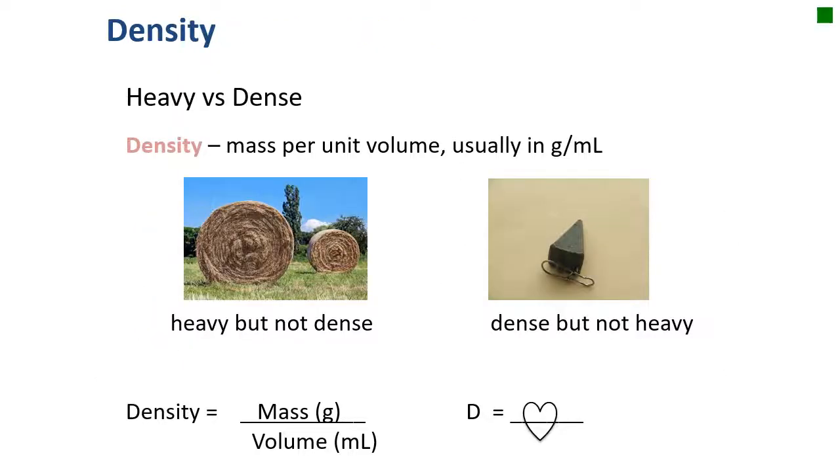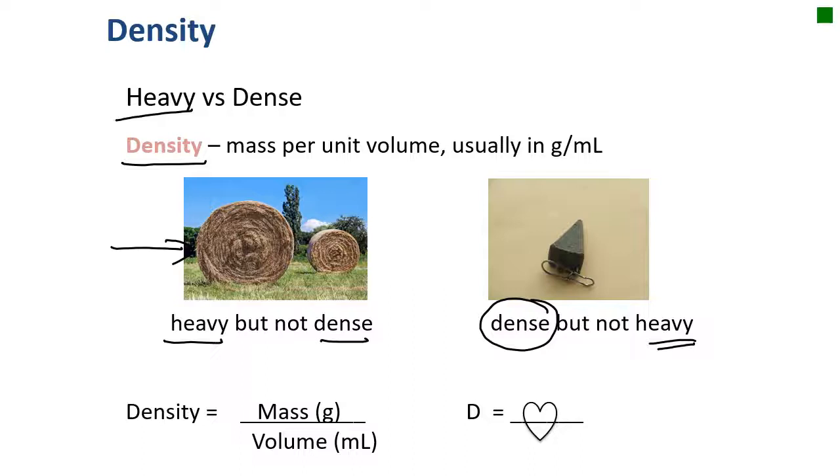All right, density. First of all, density is a ratio of mass per volume and is an intensive property, independent of how much. Heavy, on the other hand, is just how much something weighs. So, for example, a bale of straw or hay here would be heavy, but it is not particularly dense. It's not particularly tightly packed. A magnet, this is a very small magnet, is not going to be heavy, but it's very, very tightly packed and it's going to be very dense.